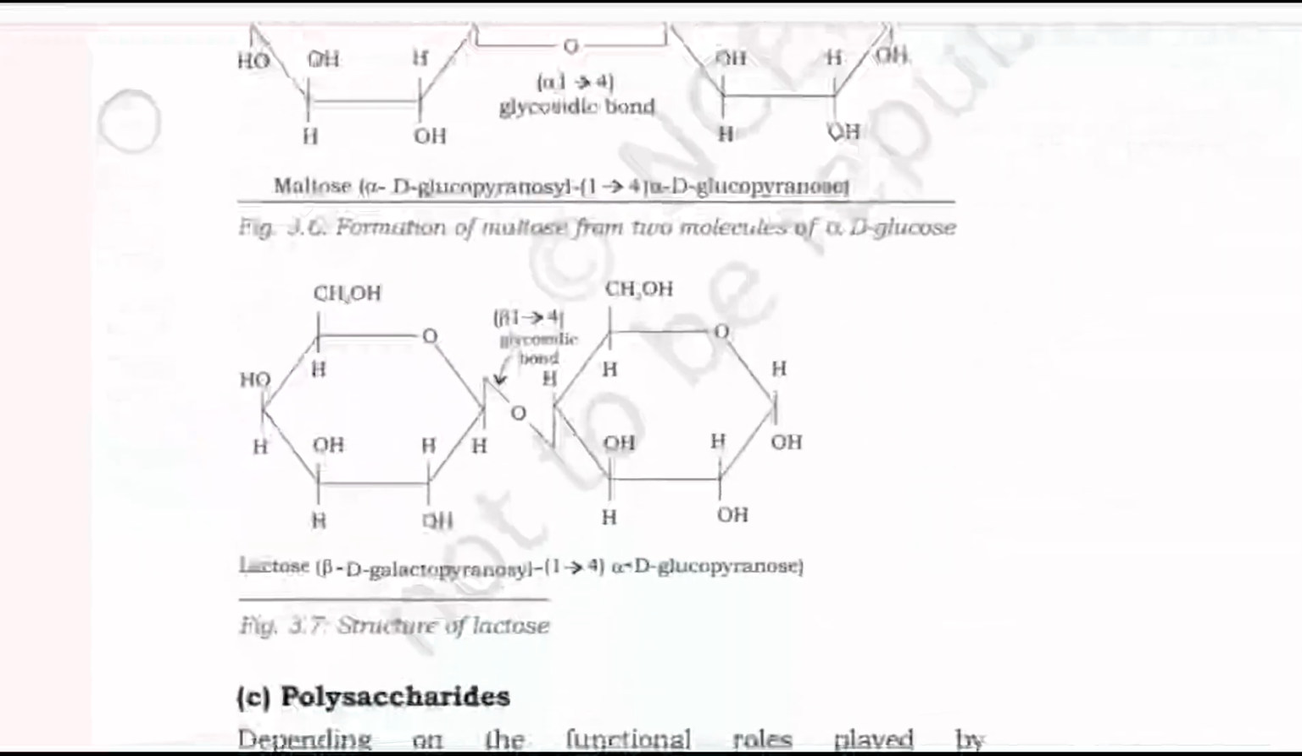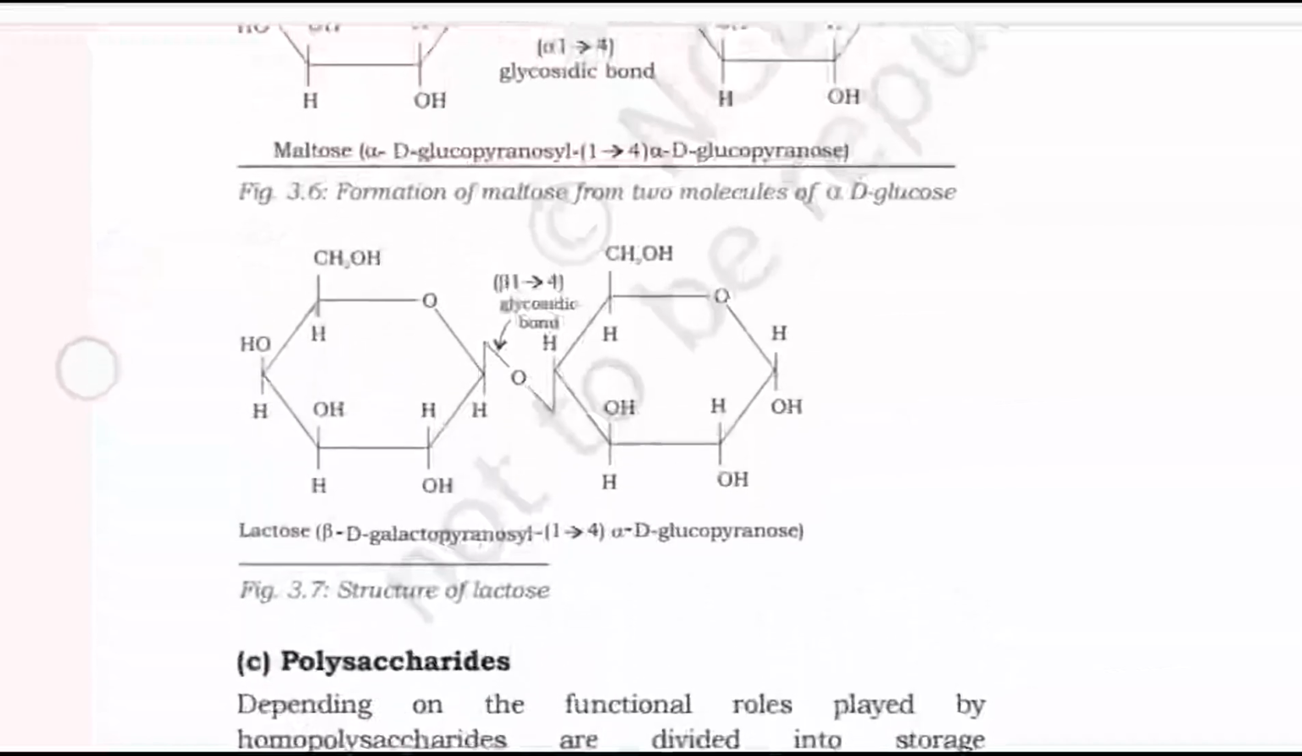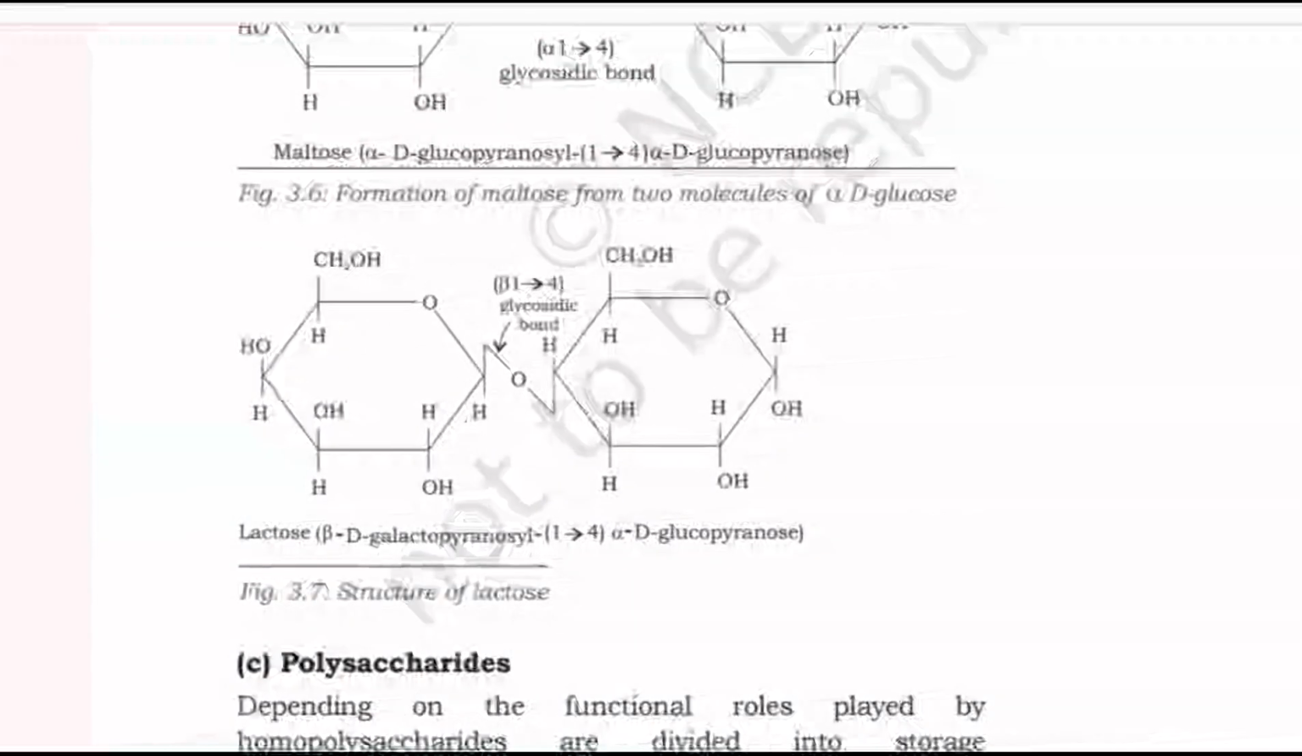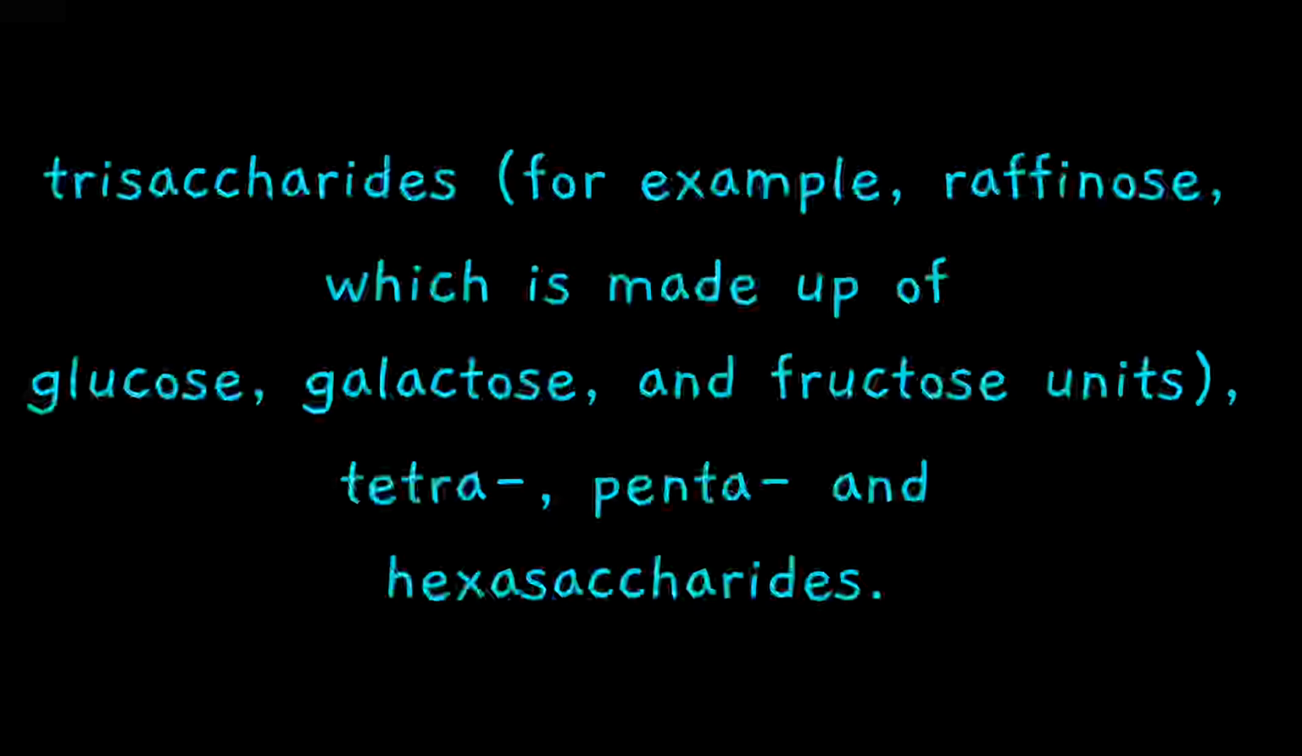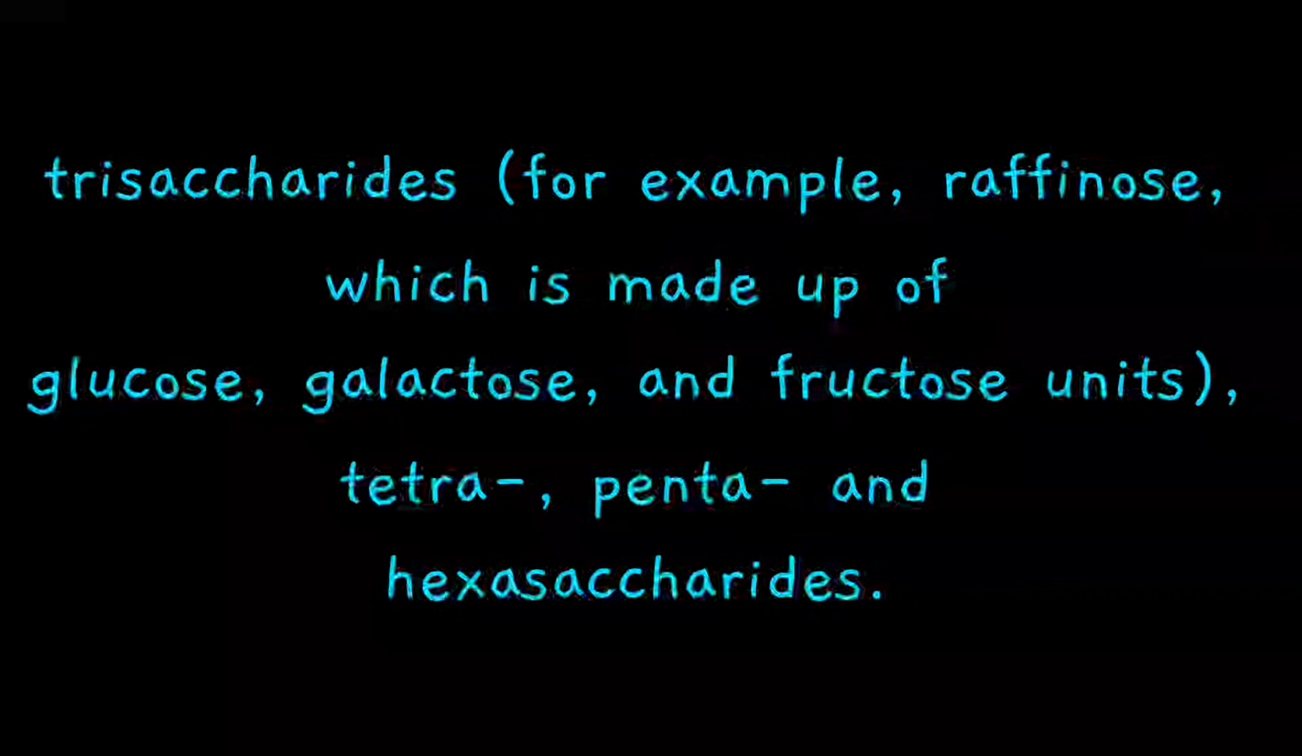The hydrolysis of sucrose yields a mixture of glucose and fructose. Other oligosaccharides are trisaccharides, for example raffinose, which is made up of glucose, galactose and fructose units. Then tetra, penta and hexasaccharides are there.